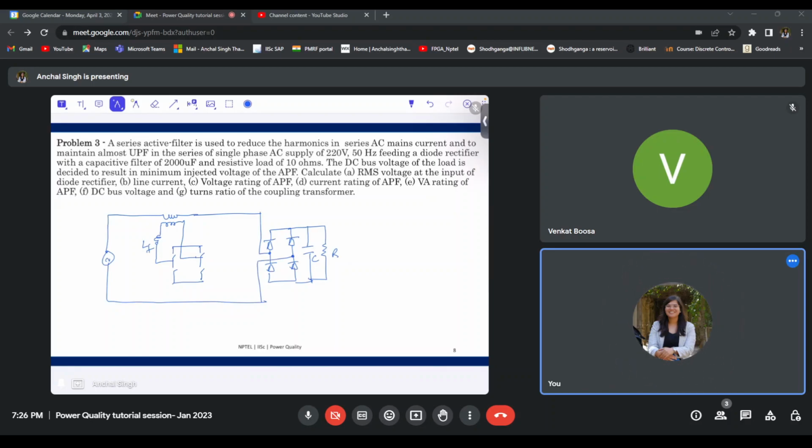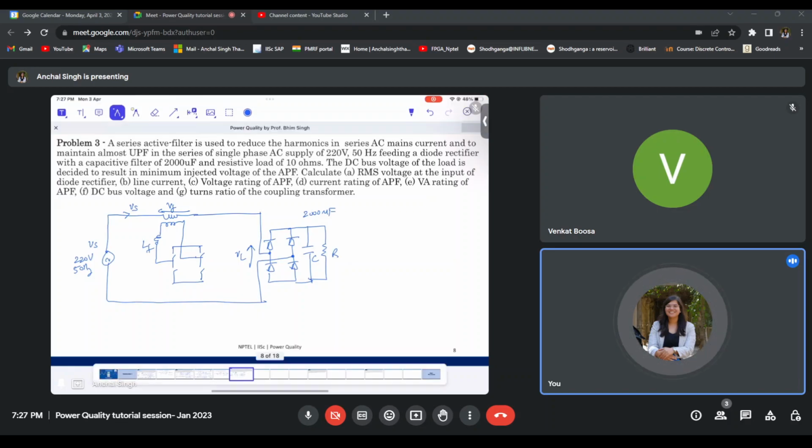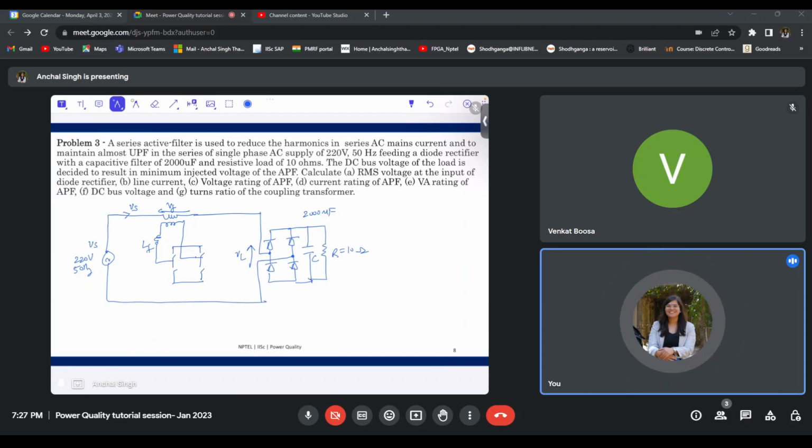Now this is a 220 volt 50 hertz system. Let me call it VS. This is IS. Let me call this VF. This is VL. The capacitive filter is 2000 microfarad, and the resistive load is 10 ohms. The DC bus load voltage is decided to be minimum. We need to find VF minimum, and we need to find the rest of the other parameters.